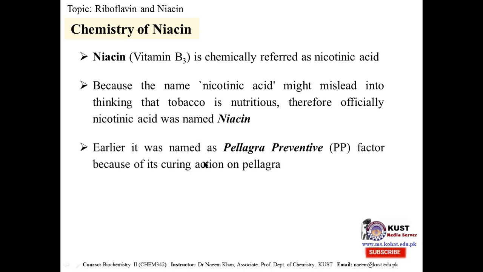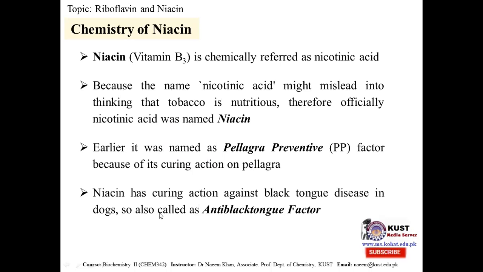Earlier, it was named the pellagra preventive factor because it cures pellagra disease. Niacin has a curing action against black tongue disease in dogs. Black tongue disease is another important disease that occurs in dogs. So this vitamin has a curing action on black tongue disease in dogs. So it is also known as the anti-black tongue factor.